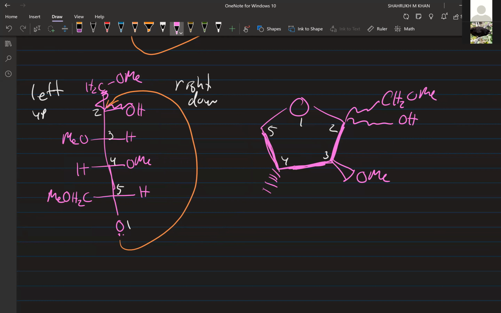Pretty sure this is the same exact question from the other exam. The only difference was the first sugar. So OMe. And then carbon 5, CH2OMe. Is it going to be up or down? Yep, wedge.